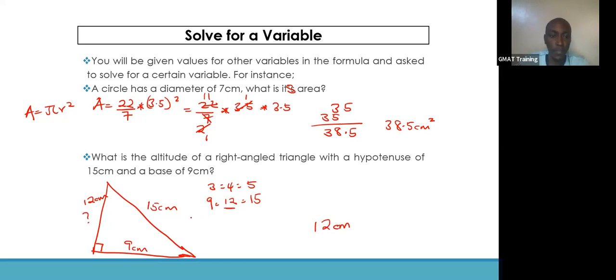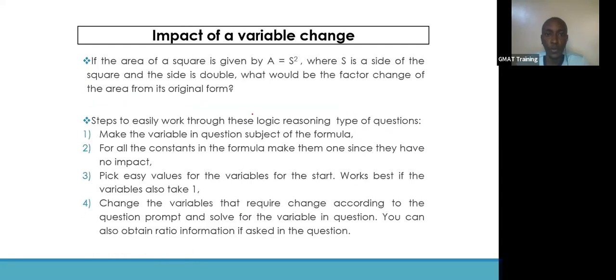Right? If you're not familiar with this particular property of the right angle triangle, the 3, 4, 5, or other special triplets, you can go on to your resources and go through your geometry information. Now, we're familiar with making a variable subject of the formula. You can solve for a variable given the values for the others.